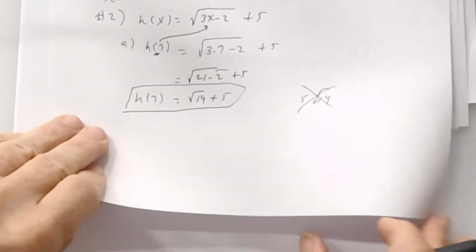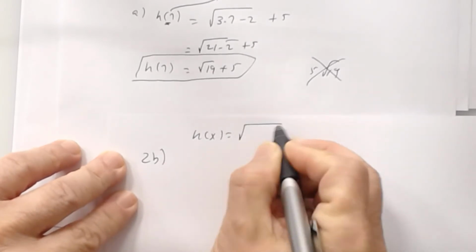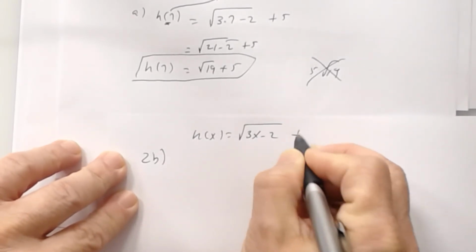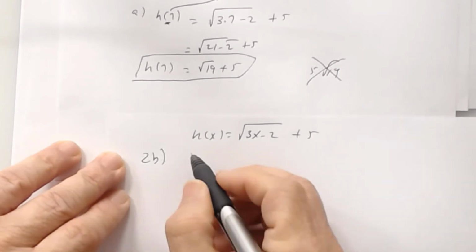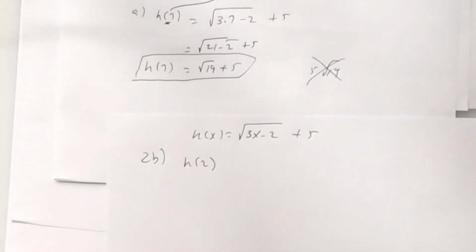Okay, let's look at 2B. So in 2B, we'll go ahead and write the function over. So h of x is the square root of 3x minus 2 plus 5. So in 2B, you want to find h of 2. Find h of 2. All right, so how do you find h of 2?